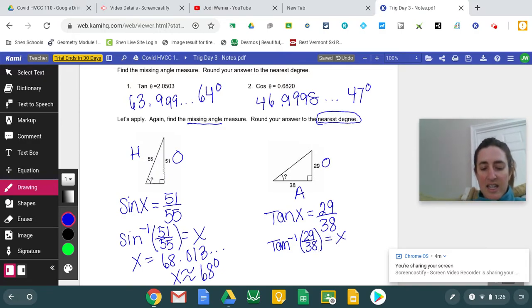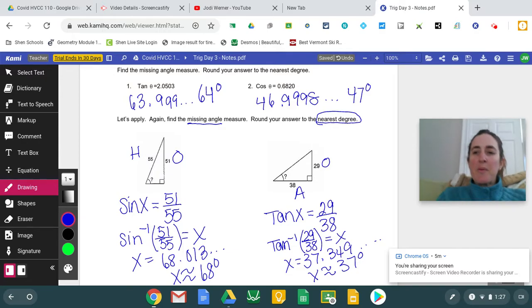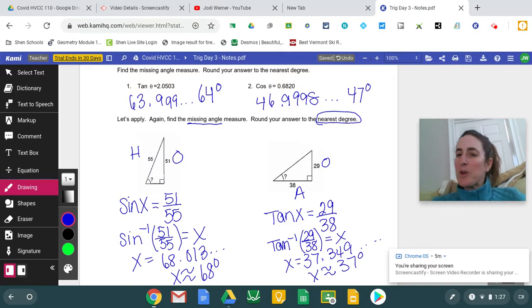So I hit second tan, and I type in my fraction, which is 29 divided by 38. Hit the enter button, and I've got 37.349, and so on. If I round it to the nearest degree, that's approximately 37 degrees.